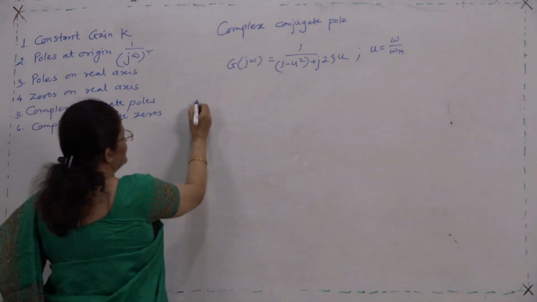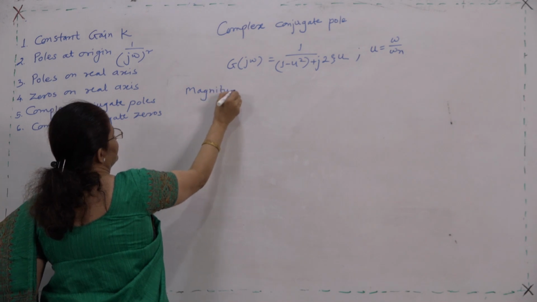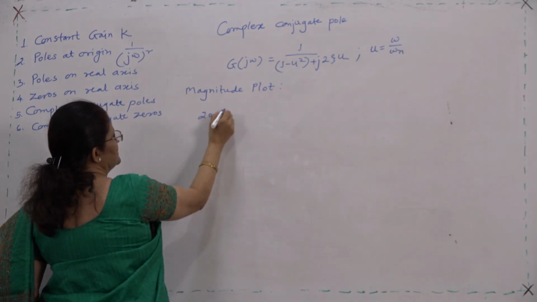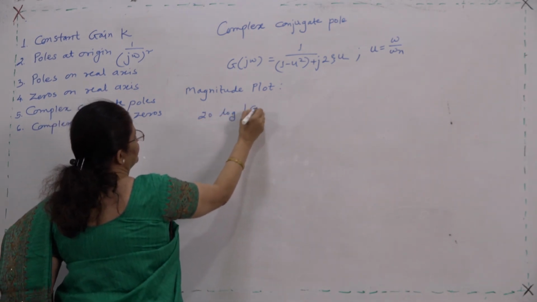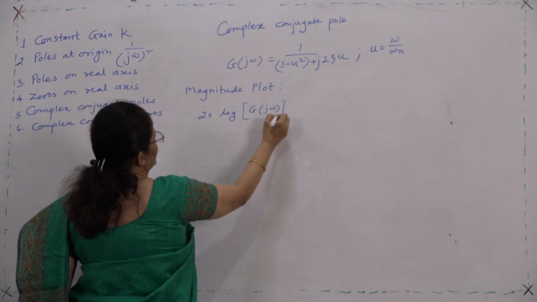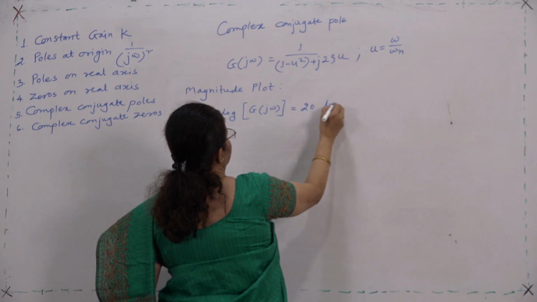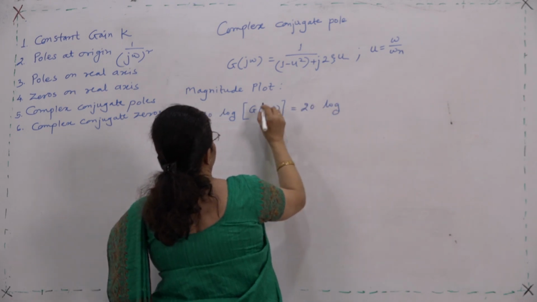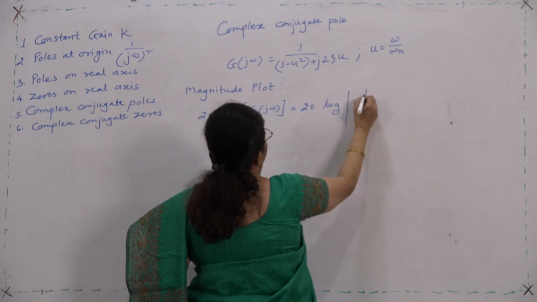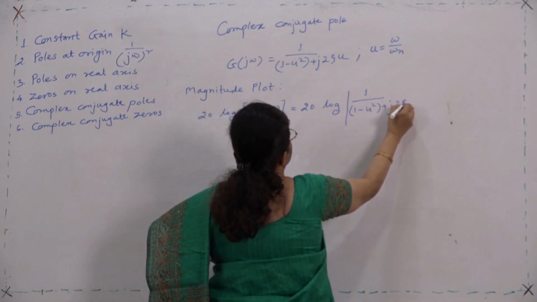Next, to draw the Bode plot for the magnitude plot, we are considering 20 log of magnitude of G(j omega), which we can write as 20 log of the magnitude of 1 upon 1 minus u square plus j twice zeta u.